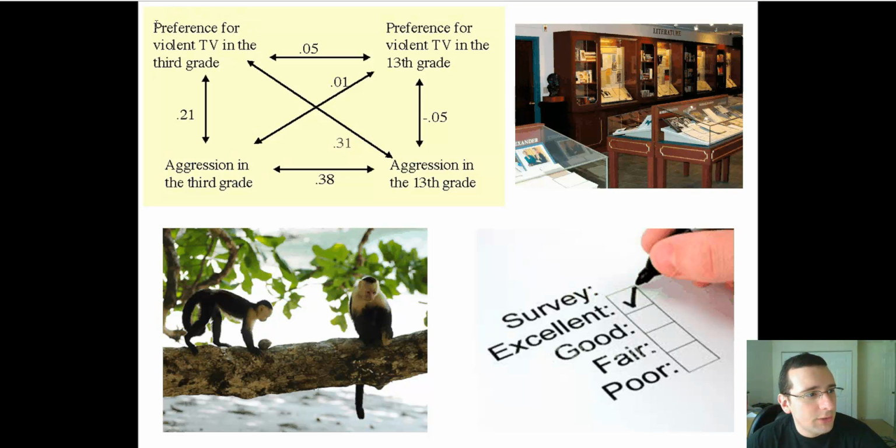But notice, interestingly, that the preference for violent TV in the 3rd grade did correlate with aggression in the 13th grade. And it's a pretty strong correlation in psychology, a 1/3 chance that this is going to make a difference. And so in this case we say, no, that's very interesting.